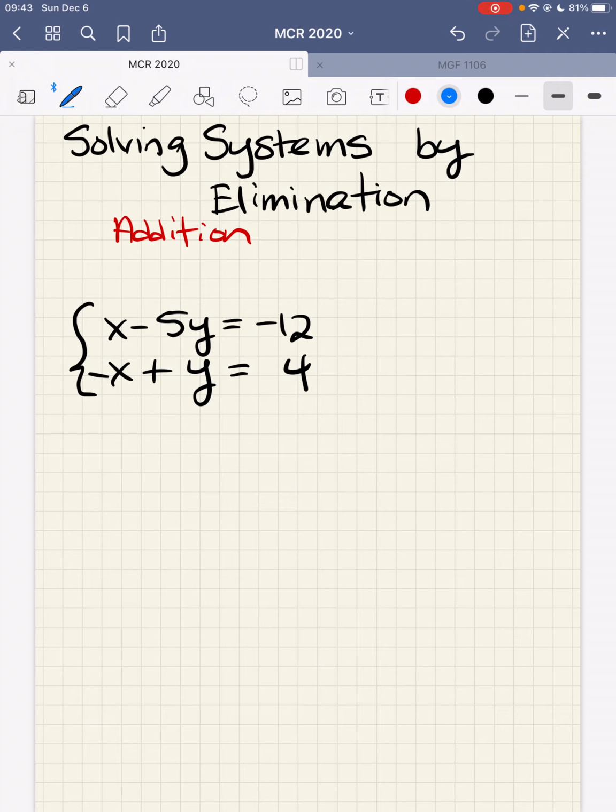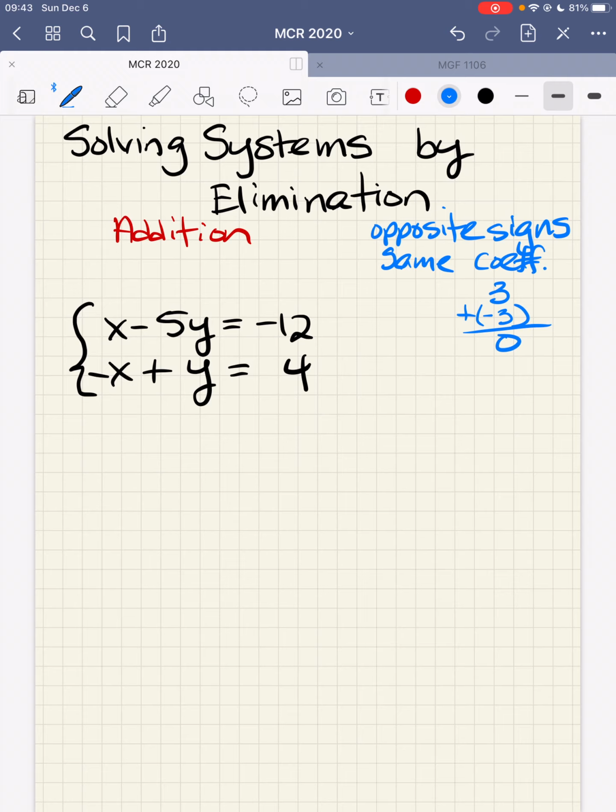So our variables need to be opposite signs, okay? And they need also to have the same coefficient, okay? And when we add things with opposite signs that are exactly the same, they cancel each other out, okay? So if we add 3 to -3, okay, they're opposite sides of the number line, they cancel and make 0, and that's what we're after to try to do here.